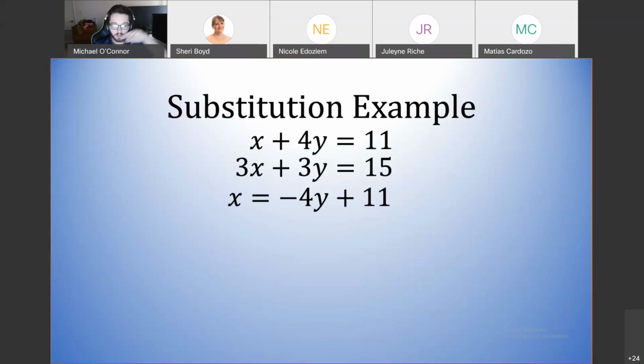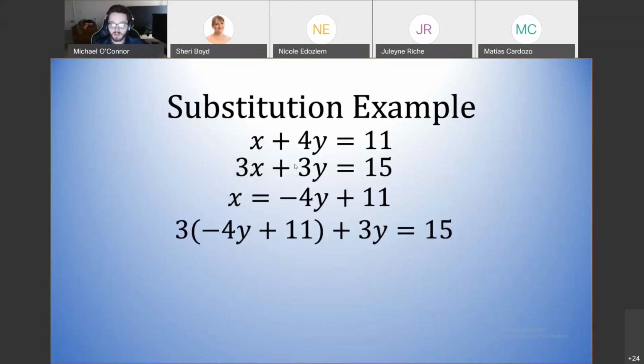And then what I'm going to do is plug that x into the other equation. So I'm going to plug the negative 4y plus 11 for x into the other equation, and then I'll have a full equation with just y's in it. And then I can solve for y. So right now I'm just plugging in negative 4y plus 11 for x.